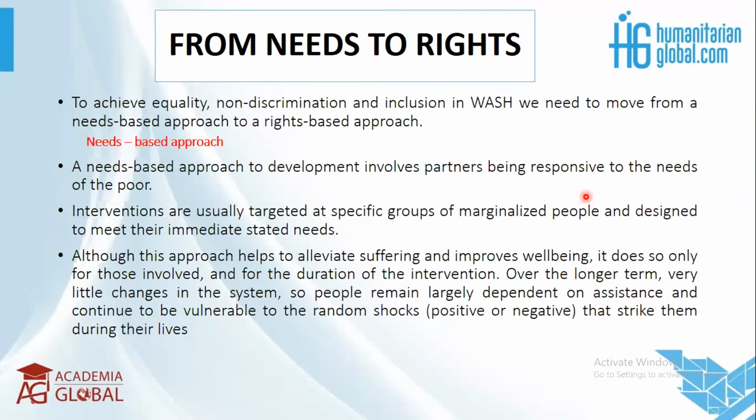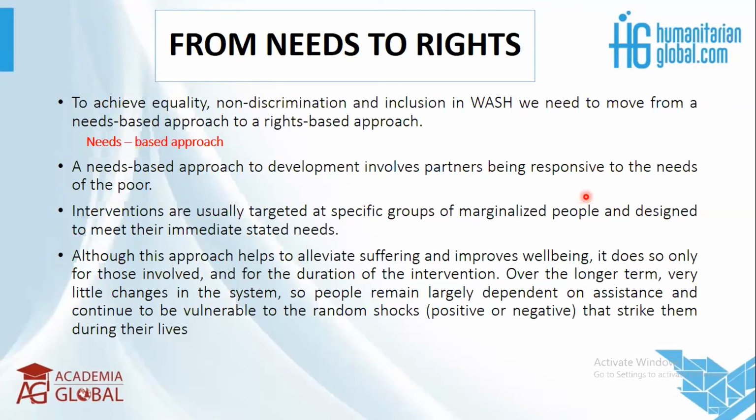Needs-based doesn't look at the composition of a community, like how many people are disabled, how many people have impairments. It's usually a blanket way of addressing a need within a community, so it's usually very short term. Individual interventions are usually just targeted at a group, and usually just to meet their immediate needs.